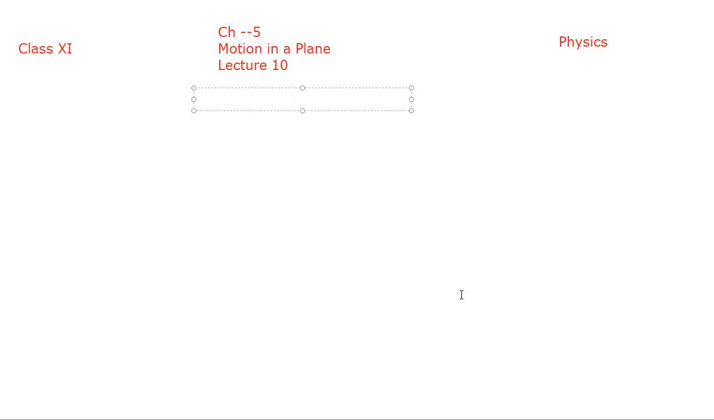So, all of you write the heading: multiplication of two vectors. Multiplication of two vectors is of two types. First is dot product, and the other is cross product.